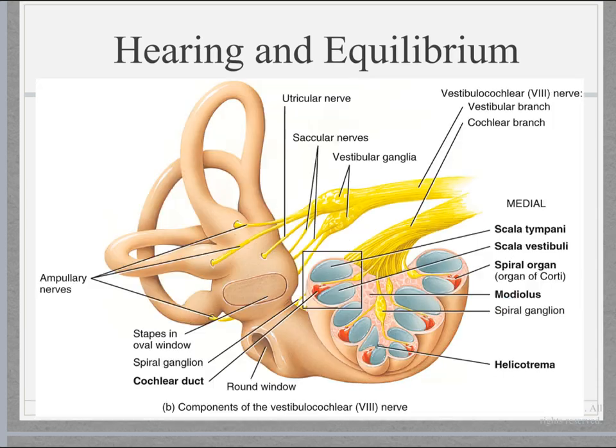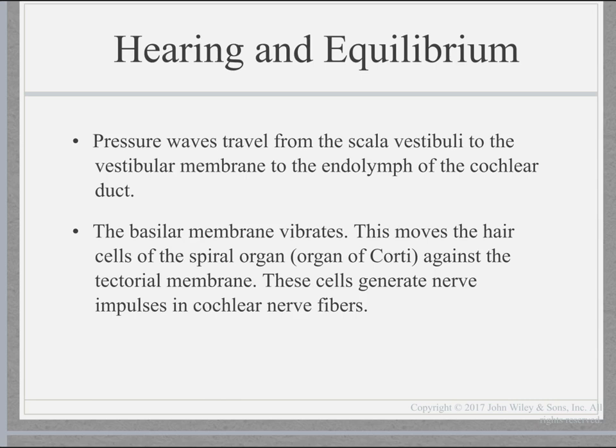duct. We can see where the vestibulocochlear nerve, so if we draw a line, our vestibulocochlear nerve, cranial nerve 8, comes in and branches and moves through the spiral ganglia into the cochlear ducts. Now pressure waves travel from the scala vestibuli to the vestibular membrane to the endolymph of the cochlear duct. This in turn causes the basilar membrane to vibrate.